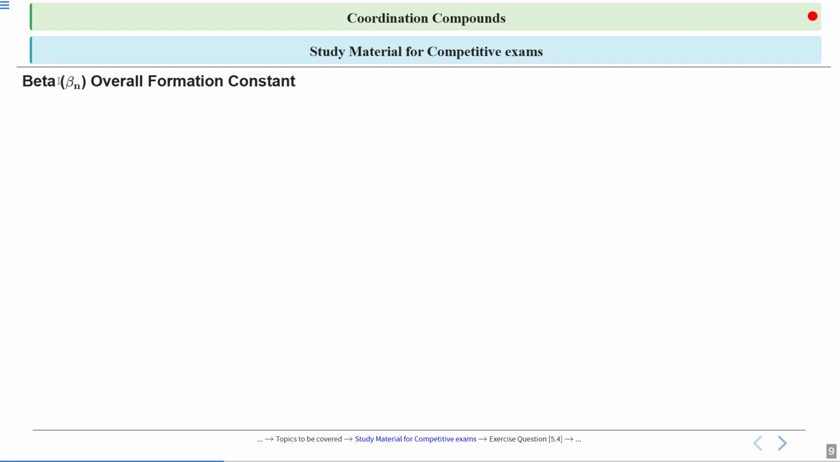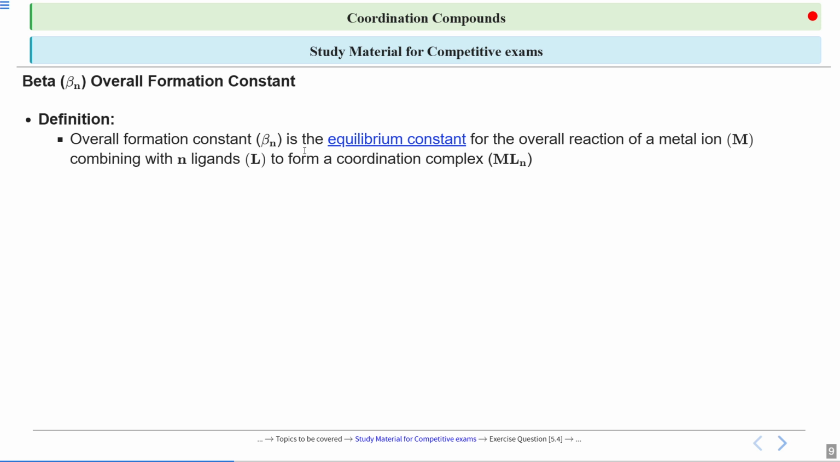Let's now talk about the beta n, or overall formation constant. What is it? Let's understand by the definition. So, overall formation constant, that is beta n, is the equilibrium constant for the overall reaction of a metal ion, that is M, combining with n number of ligands, that is L, to form a coordination complex. Okay, coordination complex like MLn, where L is representing the ligand, which is n in number, and M is representing the metal ion in the complex.